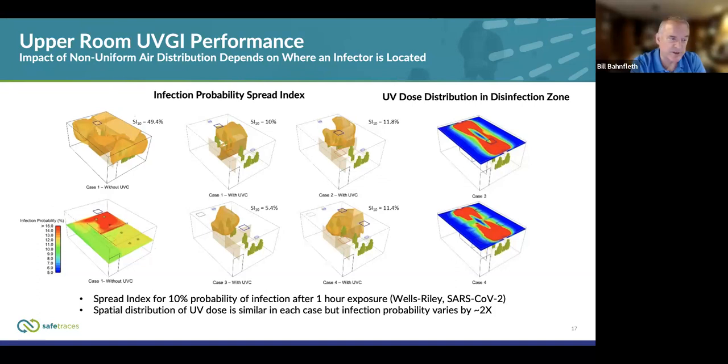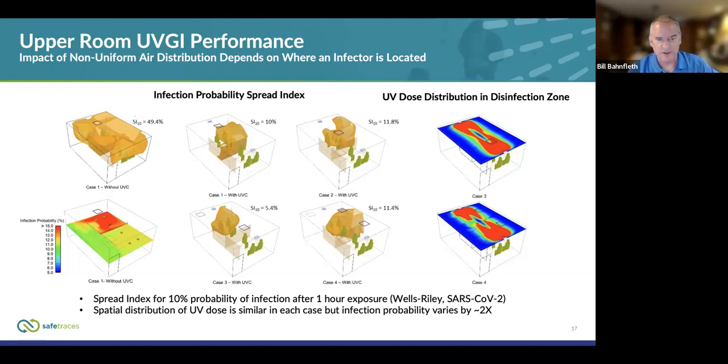In the upper left, we see the original diffuser and return location, but no UV. And we have a fairly high probability of infection everywhere. You can see in the color contour plot directly below that, the big red spot, that's the cubicle where the infector is. So there's very high risk there and lower elsewhere. So now look at what happens when we have UV.